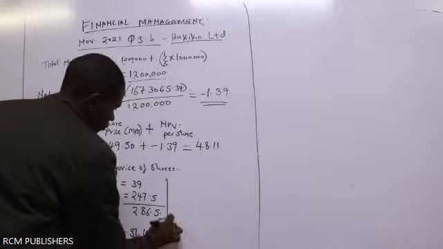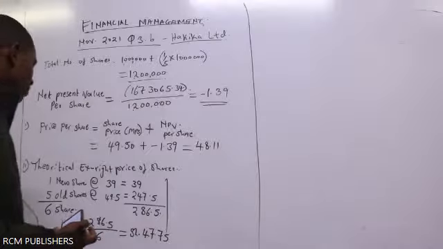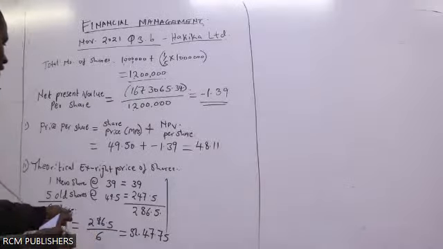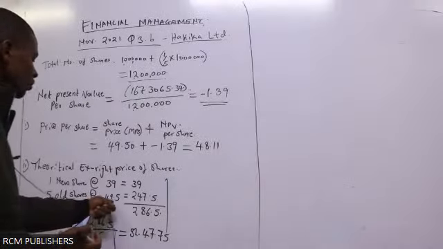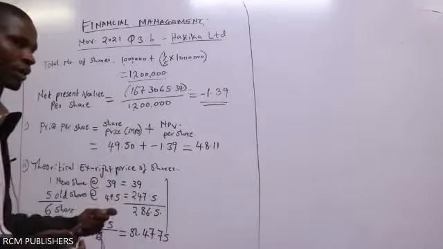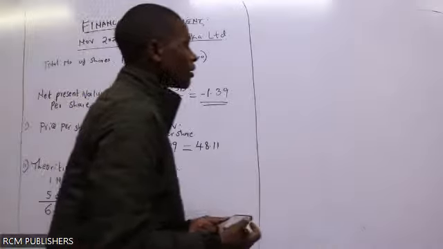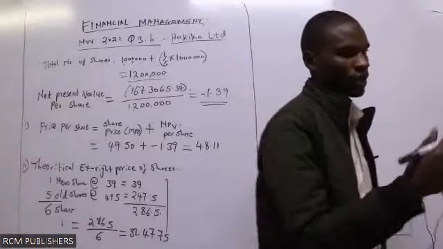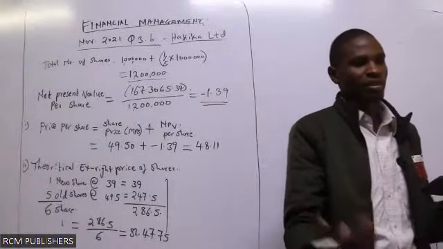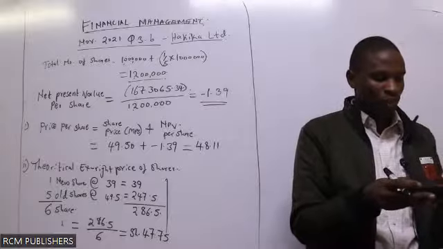As you can see, the price has now shifted from 49.5 to 47.75. It has lowered. They sold at a lower price. That is the theoretical ex-right price. Then we move to the third one.